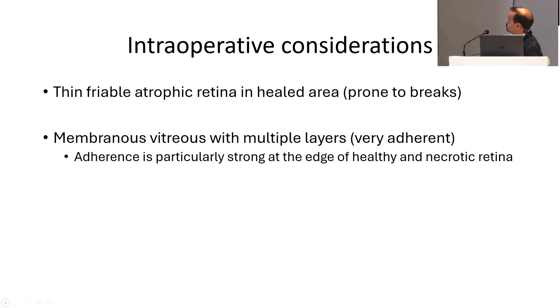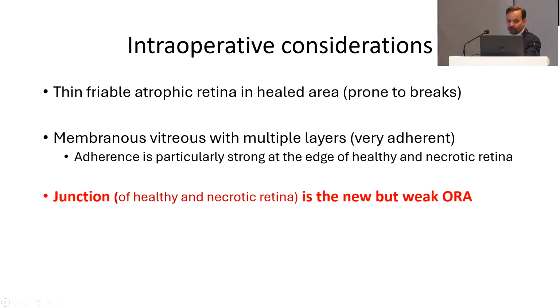Second is, as Dr. Rohan showed, the vitreous tends to be membranous with multiple layers. That is okay, we can take care of that. We are used to handling multiple layers of vitreous, as in myopia and diabetes. But the additional problem here is that it is very adherent, and it is especially adherent at the edge of the healed and normal retina. Now that is our watershed zone. We don't want to induce traction anterior to that, but at the same time the maximum adherence is at that particular point. So we have to be very careful about this particular fact.